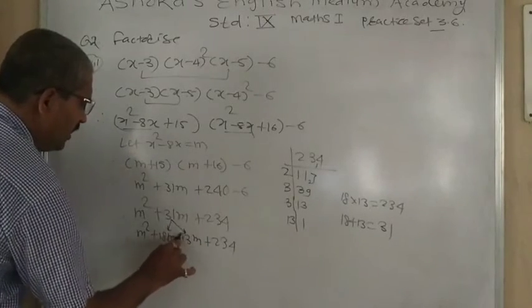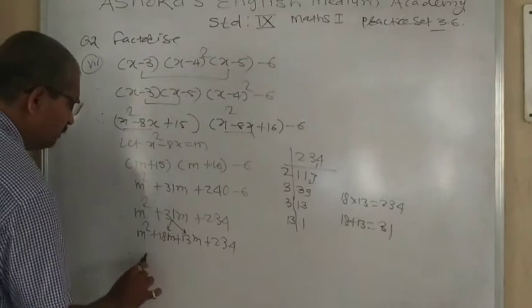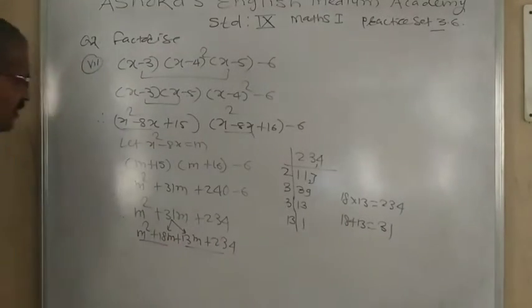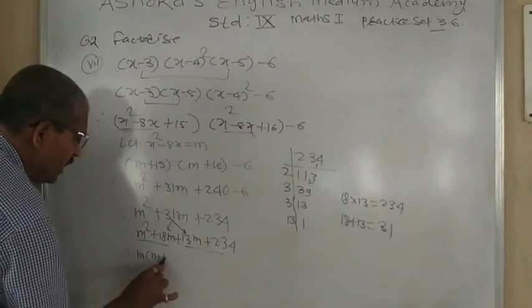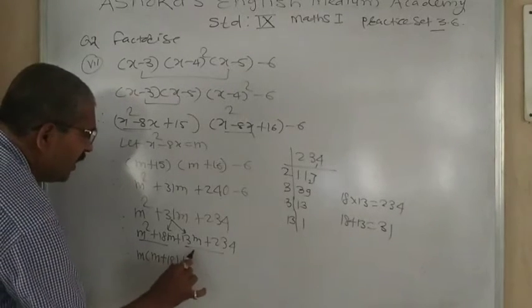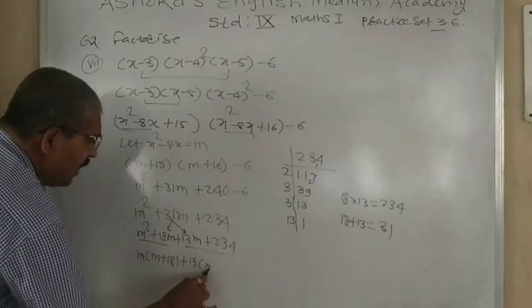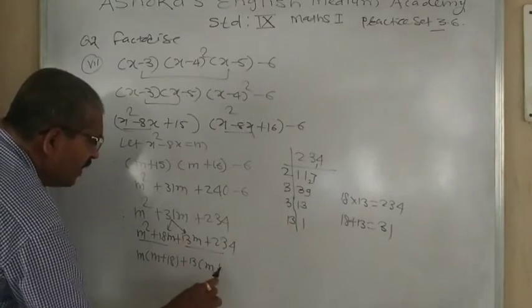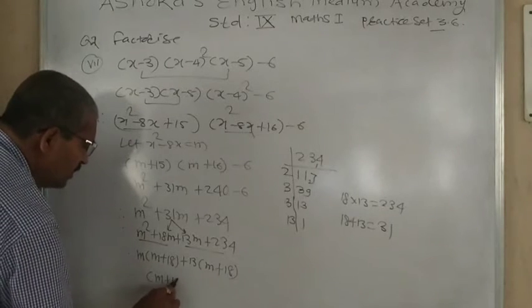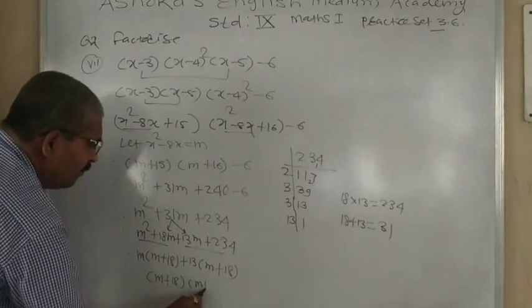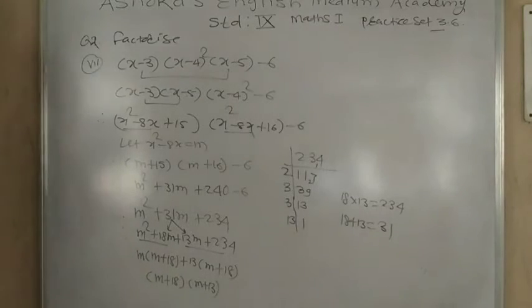You could write here directly, but don't write. Now take the factors of it. What will come out? M plus 18. In the second bracket, 13 is taken common. Then 234 divided by 13 means you will get here 18. And thus m plus 18 and m plus 13 are the factors.